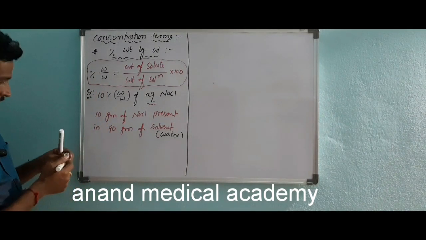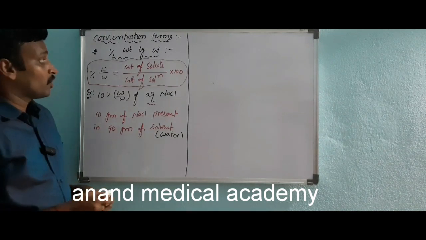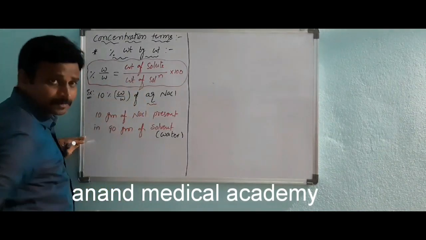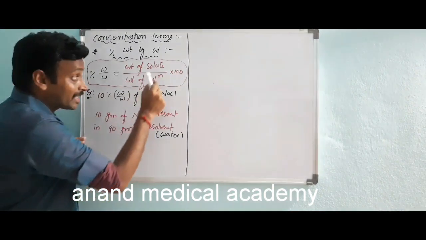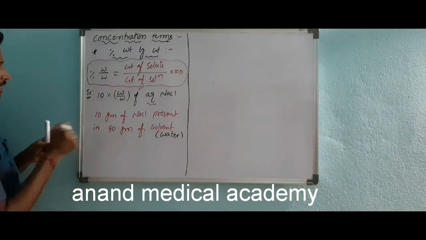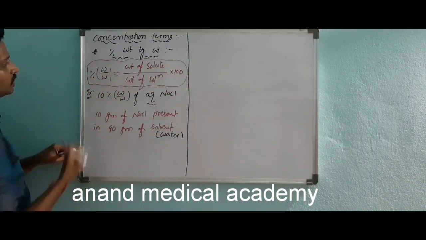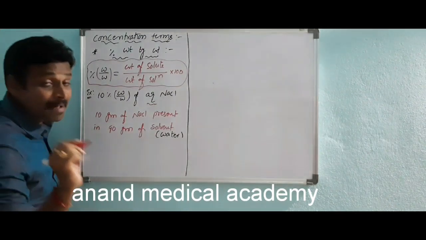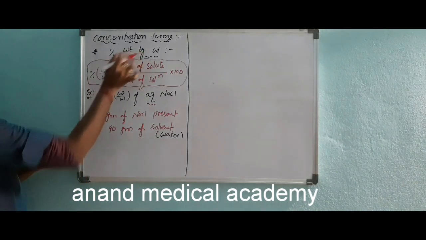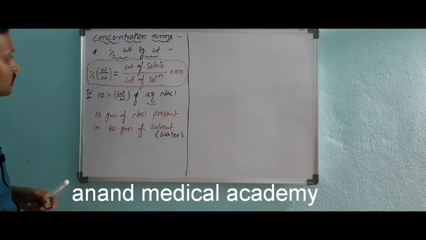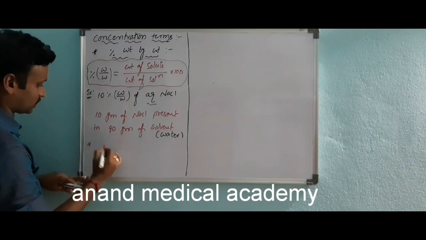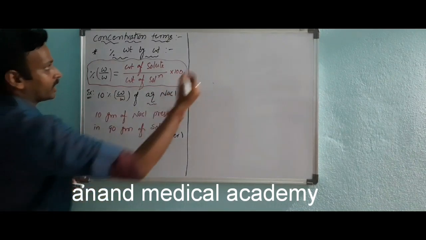So I repeat, the amount of solute dissolved in 100 grams of given solution is percentage weight by weight. You can represent it as percentage W by W or percentage M by M, mass by mass; both are the same. Percentage weight by weight is like this.